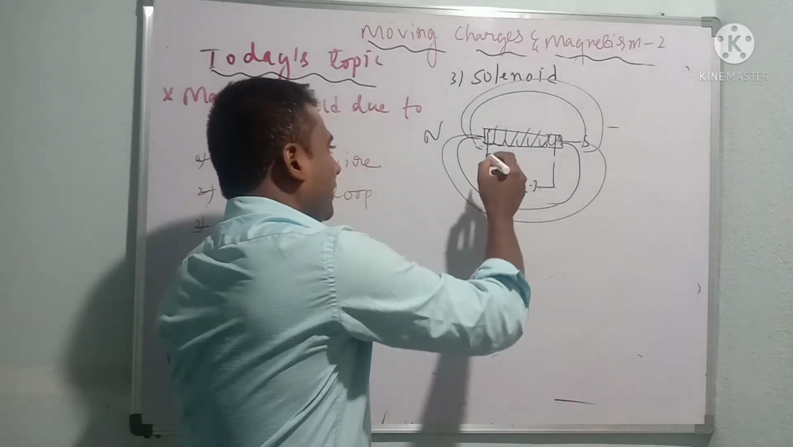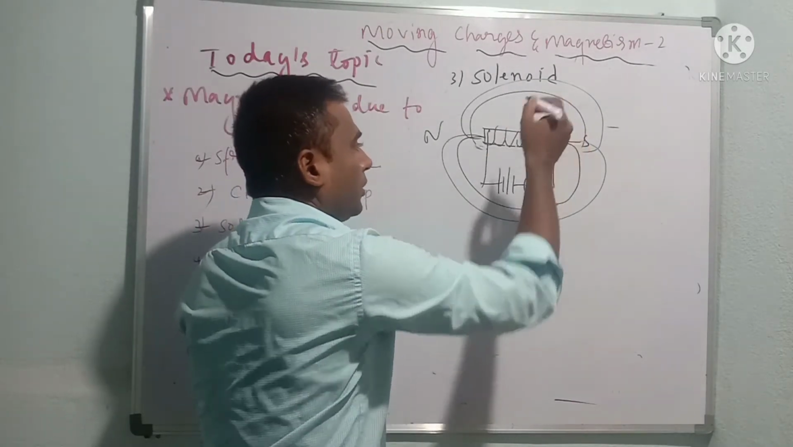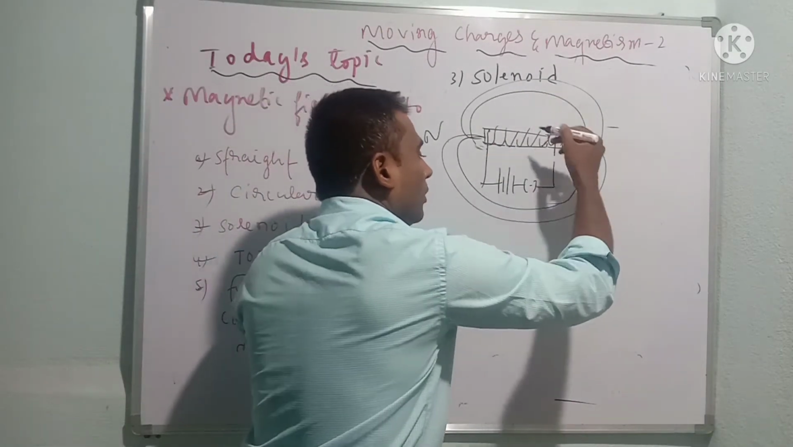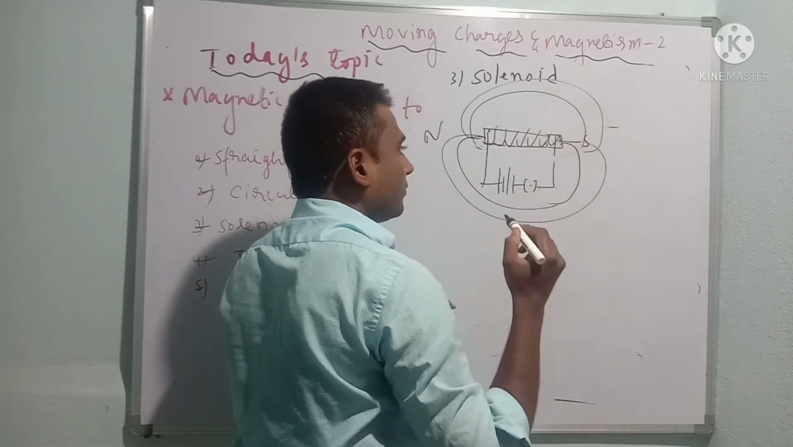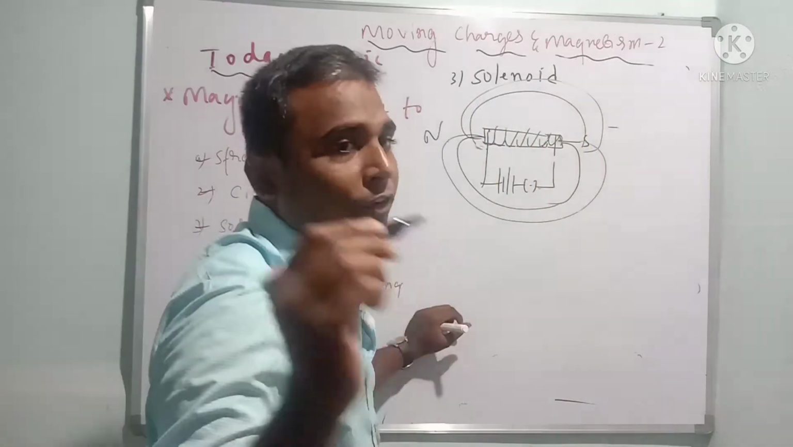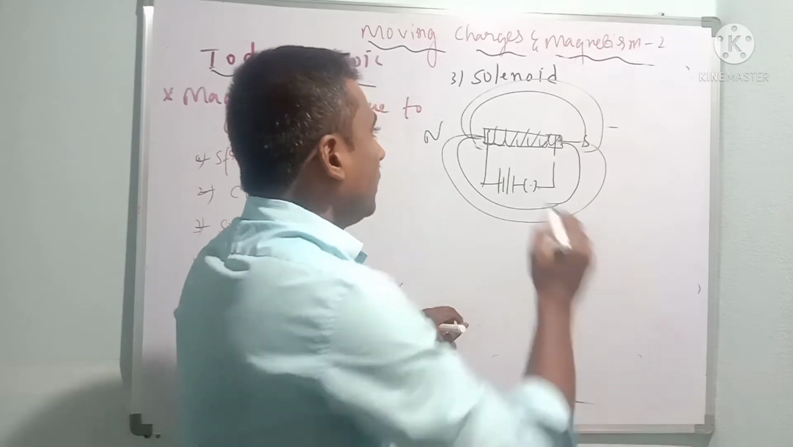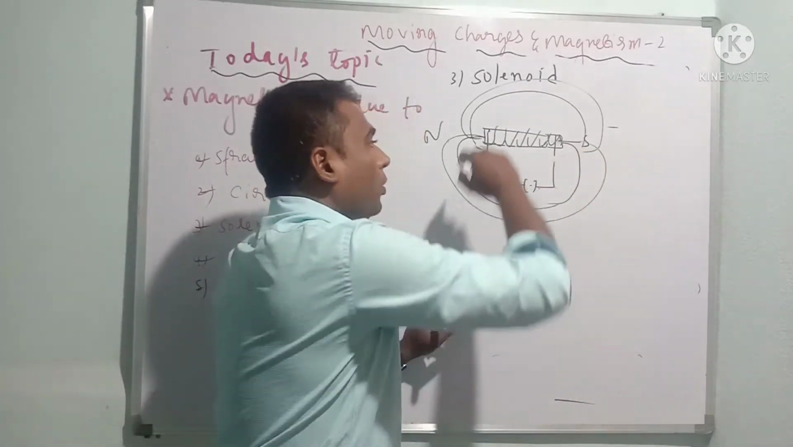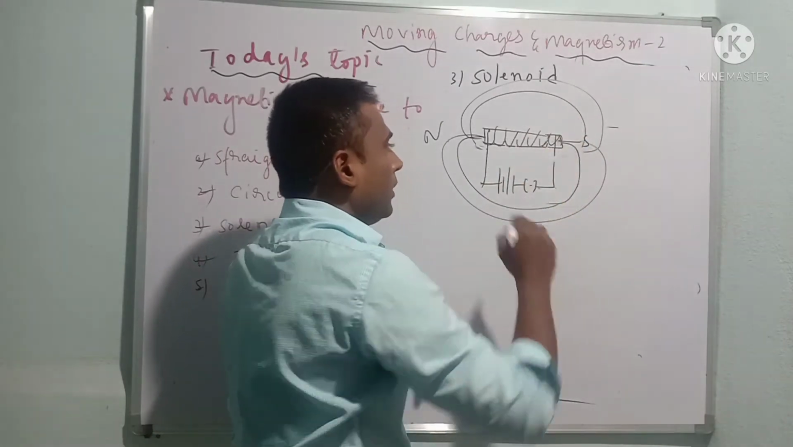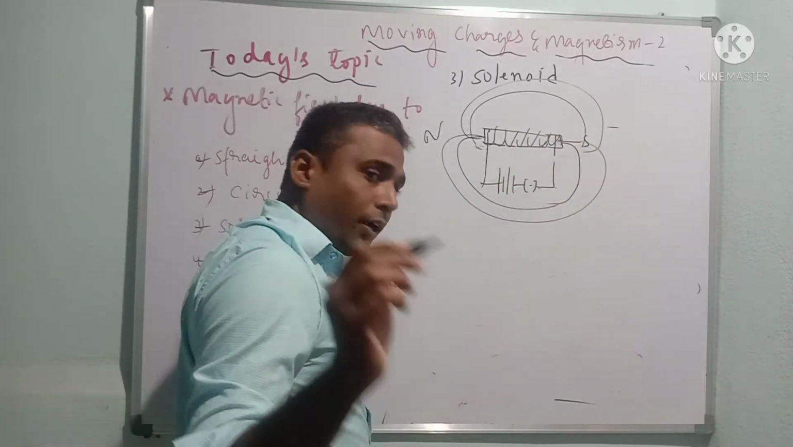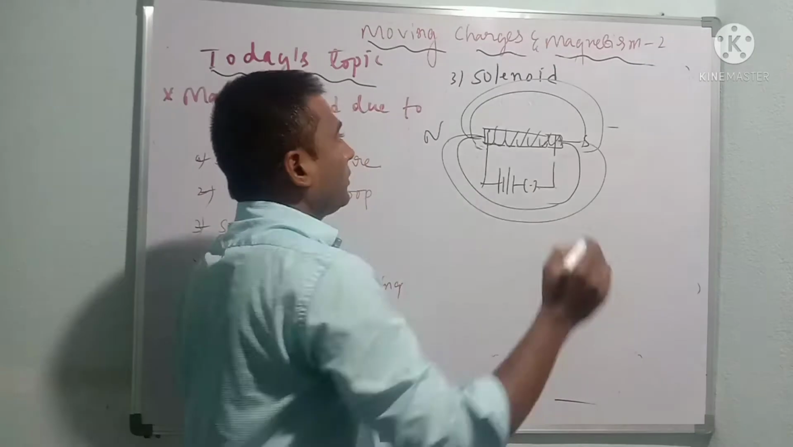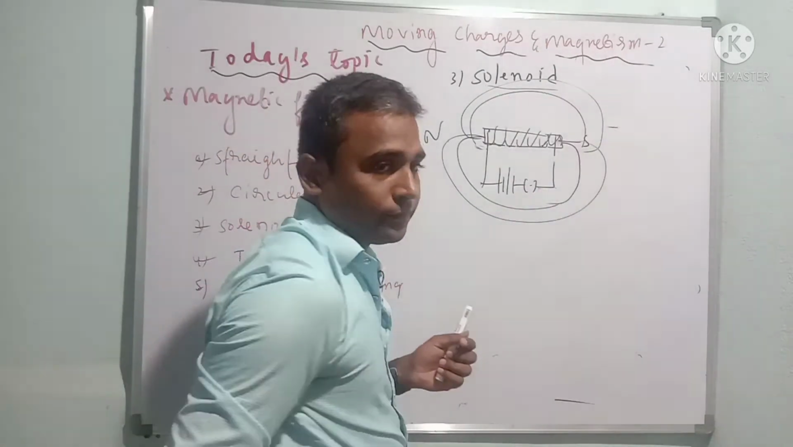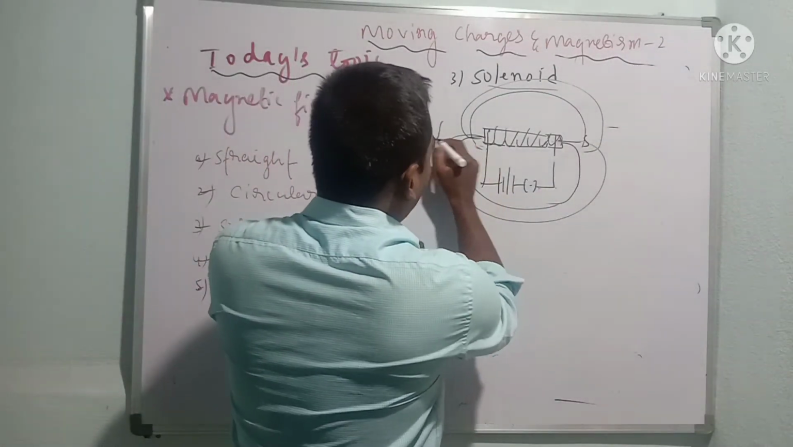Means when we pass the current through this insulator which is wound with copper wire, it is going to produce a uniform magnetic field. What is a solenoid? It is an insulator coated with a large number of turns and produces a uniform magnetic field. That is called a solenoid. Now here, this is north and south.